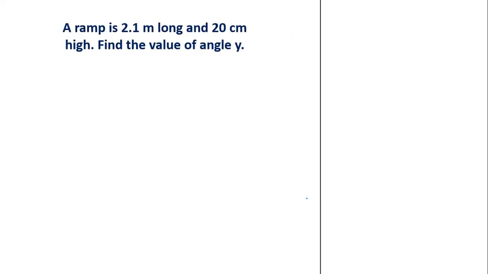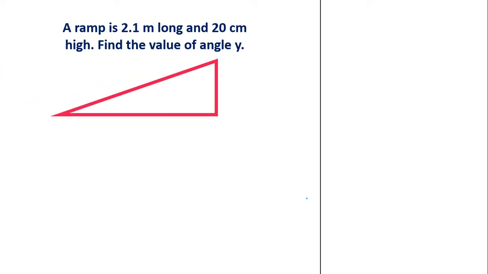Today's question is: a ramp is 2.1 meters long and 20 centimeters high. Find the value of angle y. So let's suppose here's my ramp, and 2.1 meters is the length and 20 centimeters is the height. As we know, this is a right angle triangle. The length and the height make a 90-degree angle, and this is the angle that they're saying we have to find.